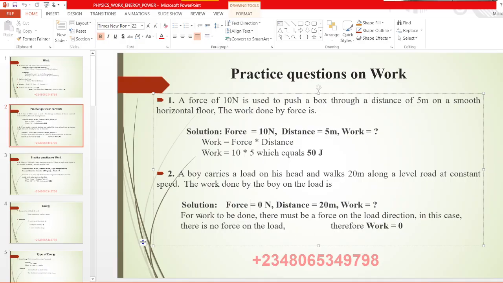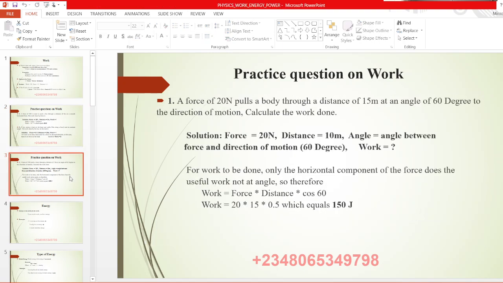For work to be done, let's read the solution very well. For work to be done, there must be a force on the load direction. In this case, there is no force on the load. It has not pushed that load in that direction of 20 meters. Another question.